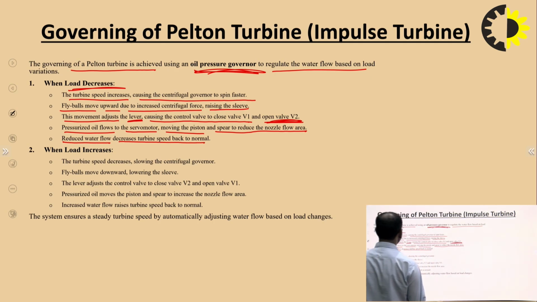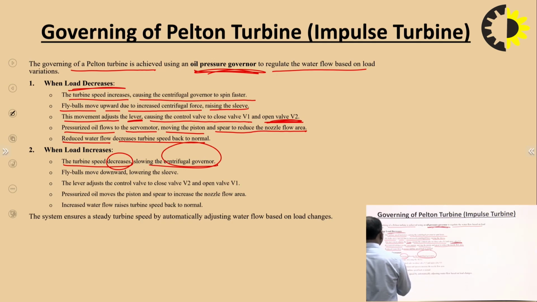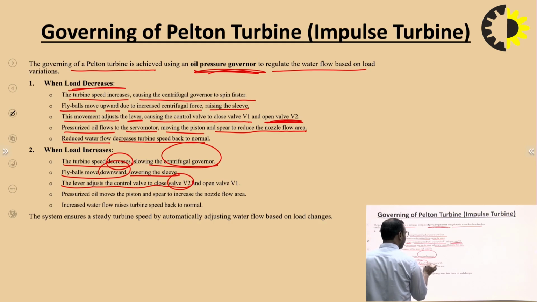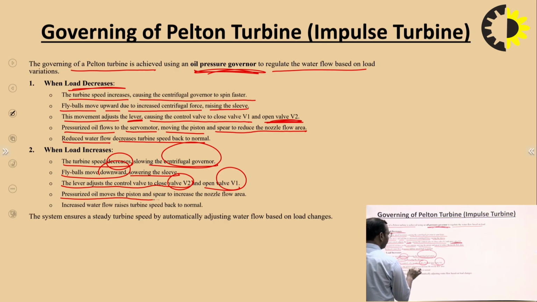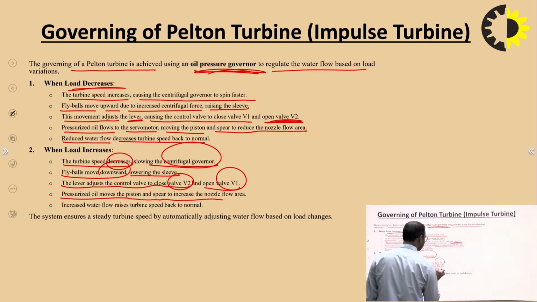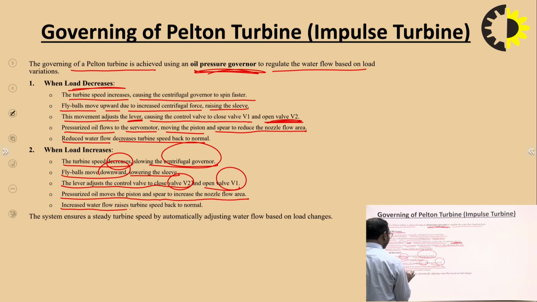And when load increases, in this condition the turbine speed decreases, slowing the centrifugal governor. Due to this, the flyball moves downward, lowering the sleeve. The lever adjusts the control valve to close valve V2 and open valve V1. Due to this, pressurized oil moves the piston and sphere to increase the nozzle flow area. Then increased water flow raises turbine speed back to the normal.